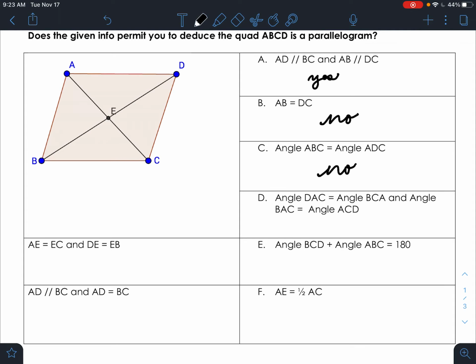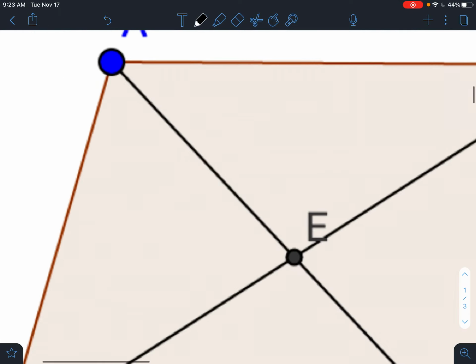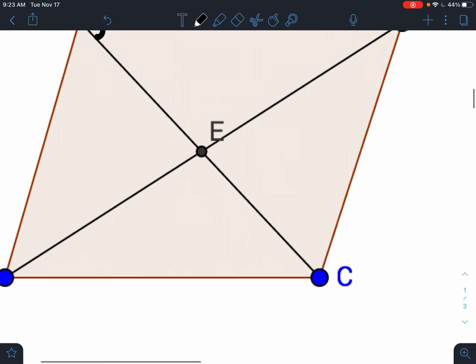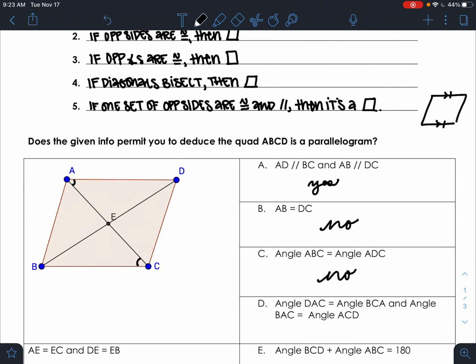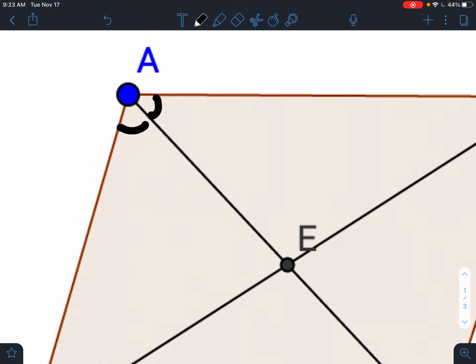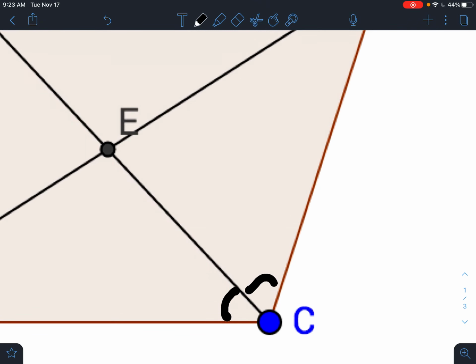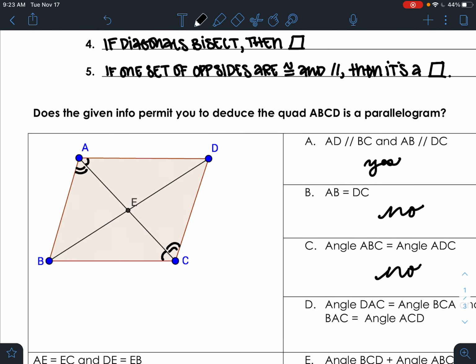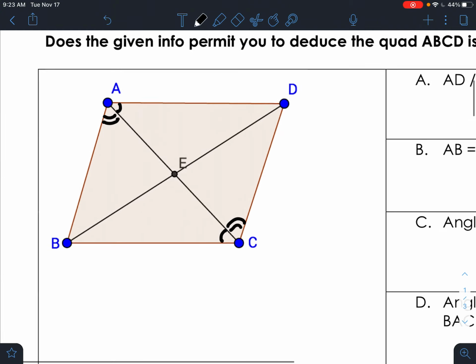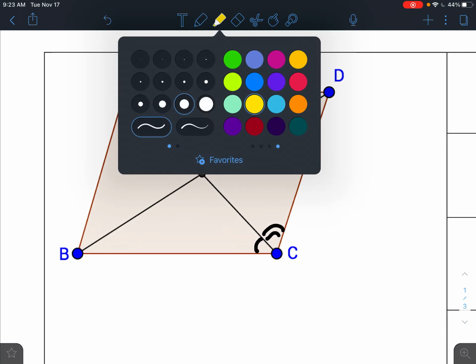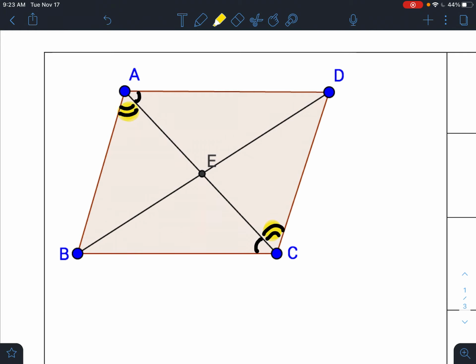Now D says if I have angle DAC, so watch this notation here. Angle DAC is congruent to angle BCA, and then I have that angle BAC is congruent to angle ACD, so this one right here. Right away, students are inclined to say no, but it's not that simple, because if you think about chapter 3, you have to identify what type of angles these are. What type of angles are they? Well, they're alternate interior angles made by these two lines cut by that transversal.